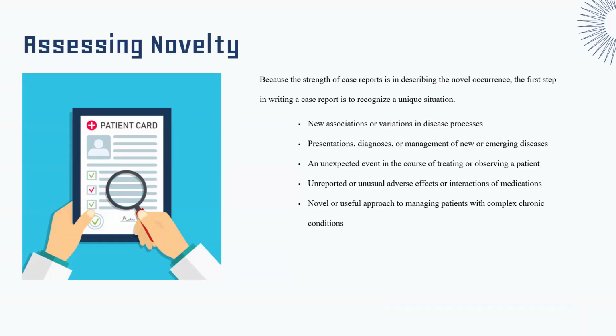So, what do we have to look for in novelty? We should see again, as the criteria we have mentioned, it's a similar one. If there is any new association, a new presentation, unique or rare management, or an unexpected event, underreported or an unusual adverse effect, a novel or useful therapeutic approach. So this is the basic criteria for novelty, which we have already seen in the types as well as the categories. So how do we actually find out if our case is novel?